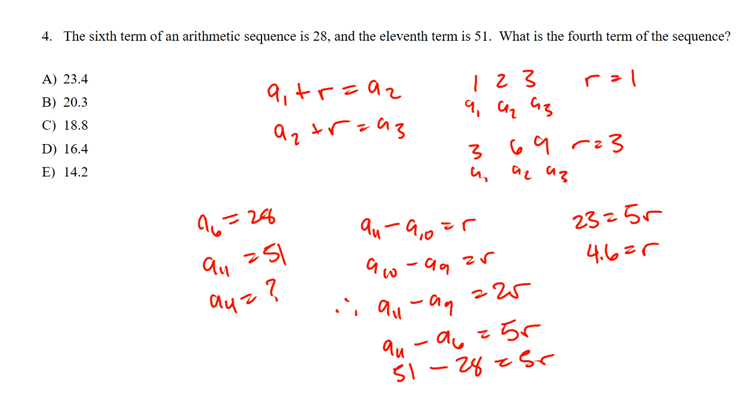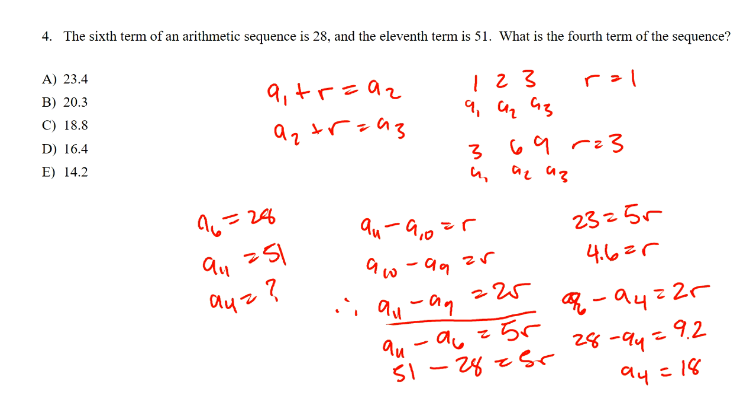Now we need to figure out a4. Well, we're going to use the same process that we used over here to figure out a4 using a6. So we can say a6 minus a4 is going to equal 2r. So a6 is 28 minus a4 equals 2 times 4.6, which is going to be 9.2. And now we rearrange a little bit and we find that a4 is equal to 18.8. And that is answer C.